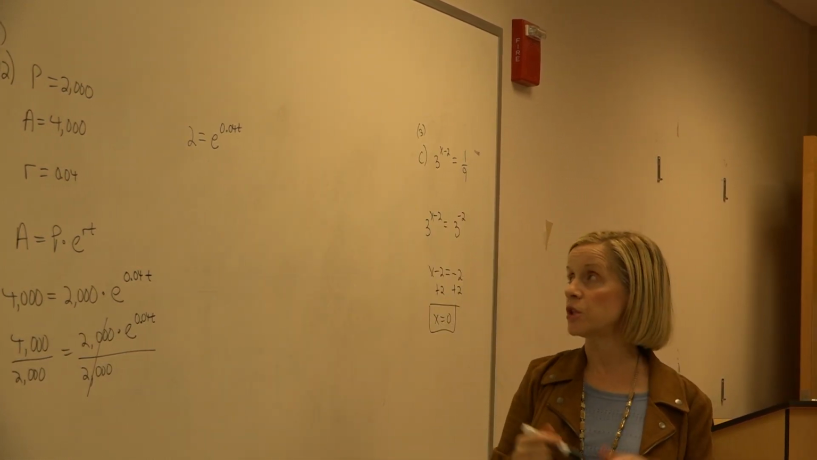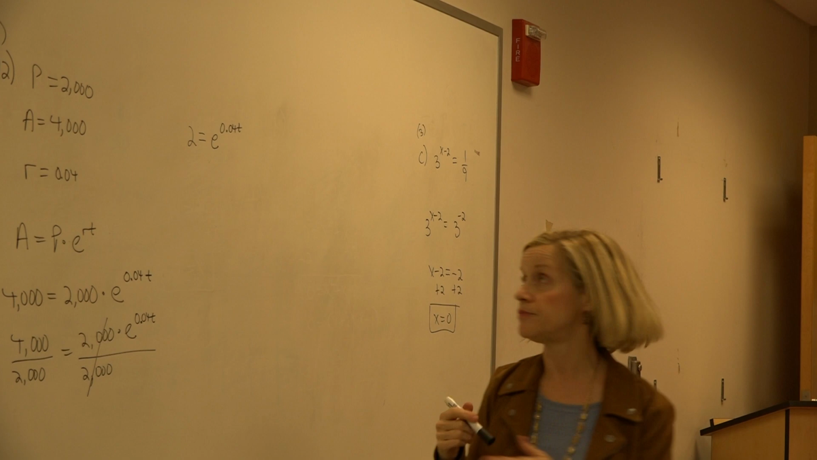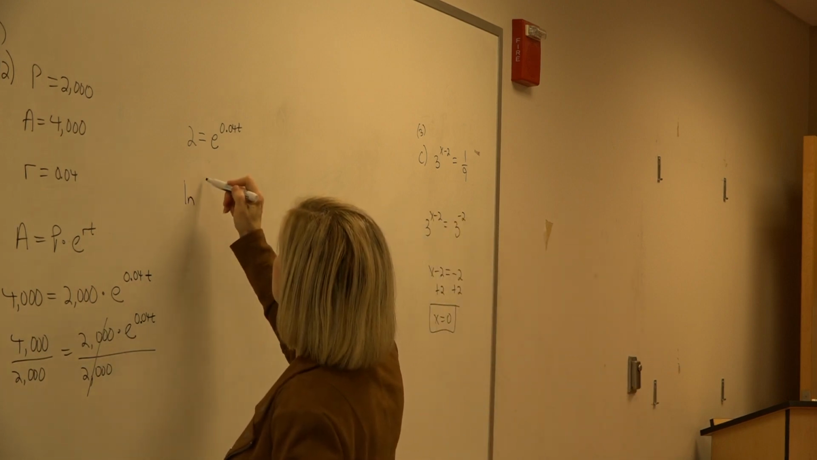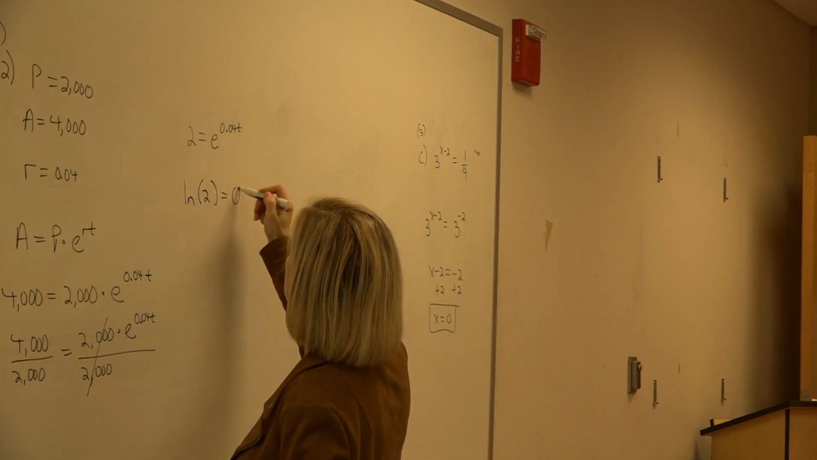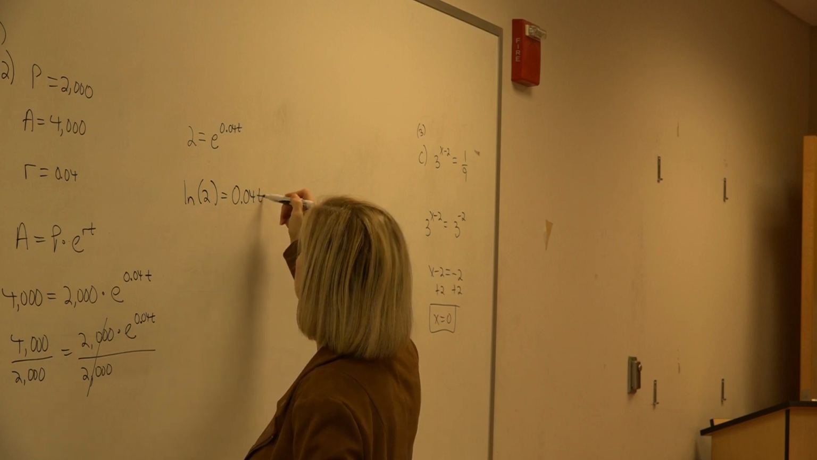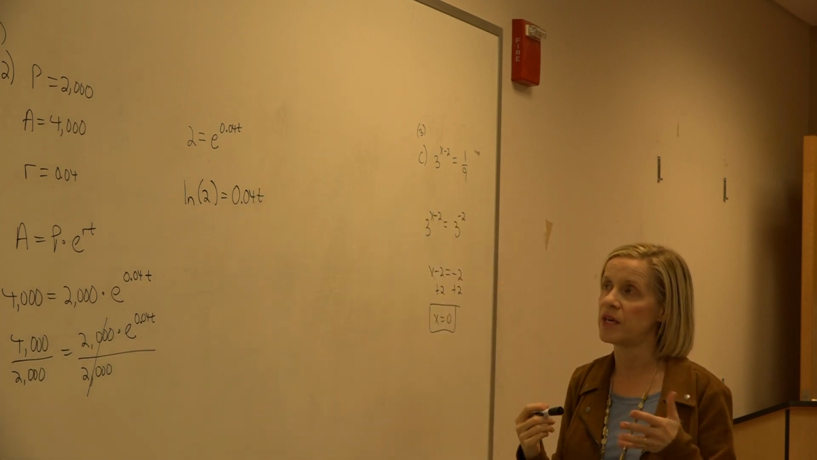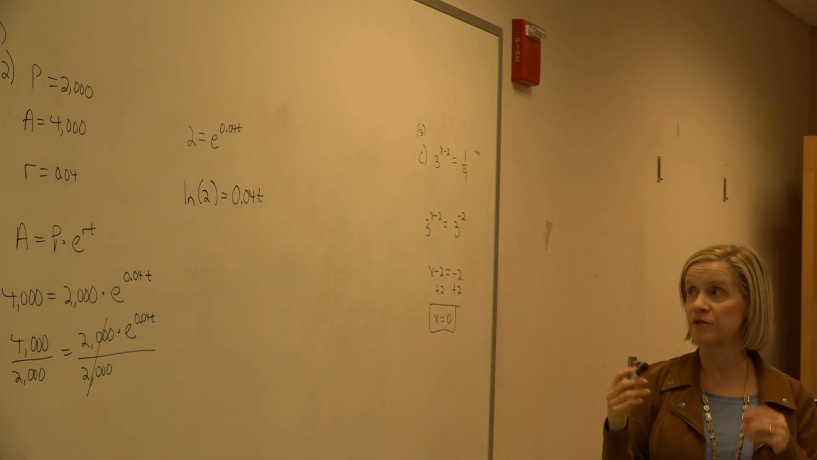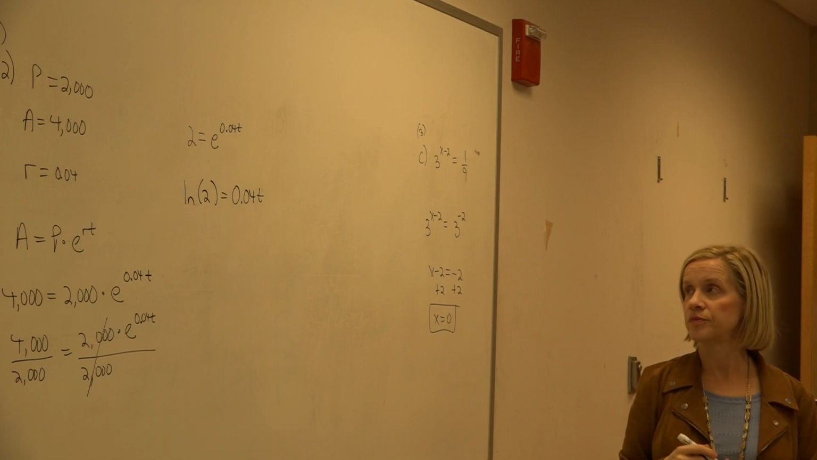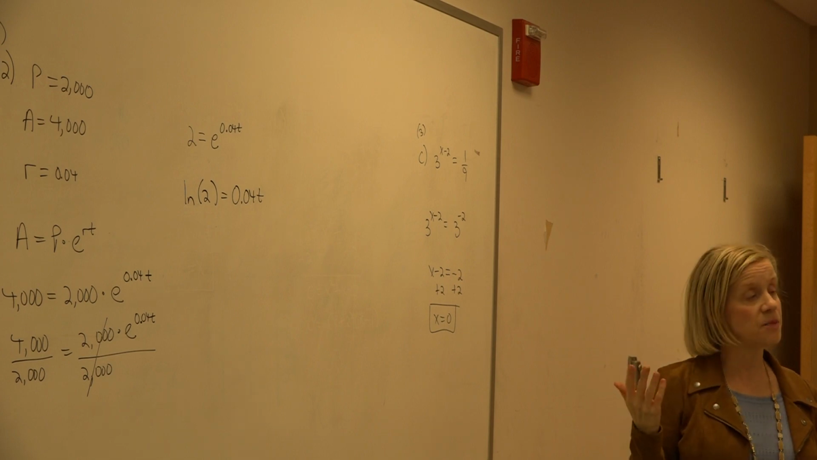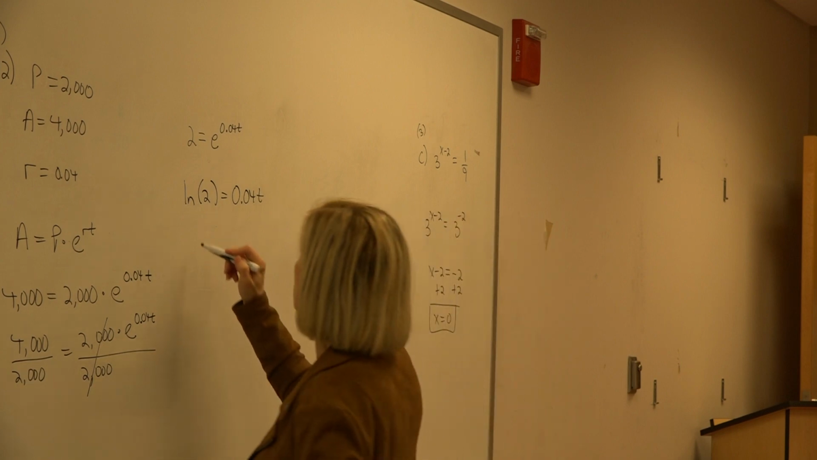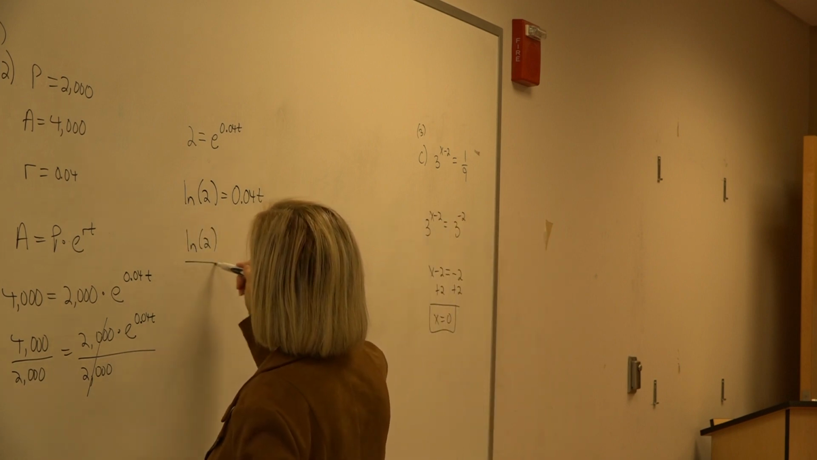So go to the other format. So we're going to change this to a log base E, which is ln. So log base E, ln of 2 equals our exponent, 0.04t. Log base E of 2. So that's ln 2 equals the exponent. So now to get T by itself, we divide by 0.04 on both sides.